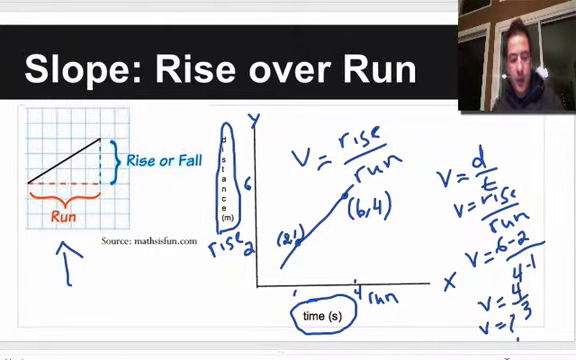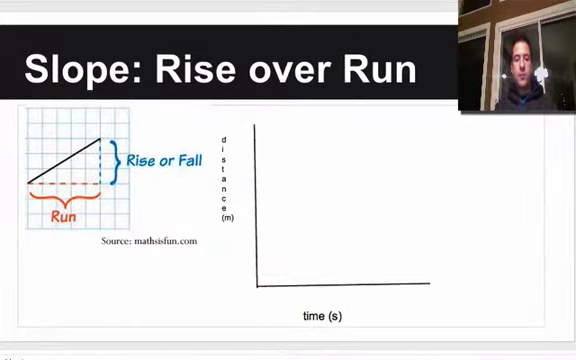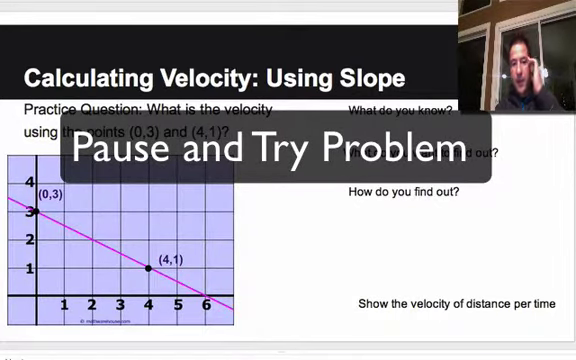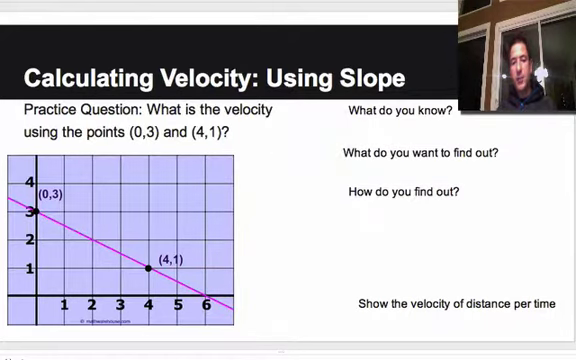Okay, that's how those graphs work though. So I'll just show you a little practice problem here. In this practice problem, you see the various points again. What do you know?